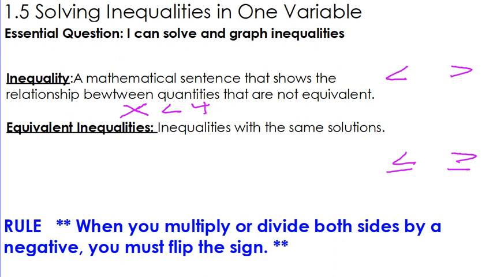So one rule with inequalities, and this is the biggest one that people probably mess up on, is when we solve inequalities, if we ever have to multiply or divide both sides by a negative, we have to flip the sign. So write that down if you haven't done so already. That's the one big rule with inequalities. Whenever we multiply or divide both sides by a negative, we have to flip the sign.